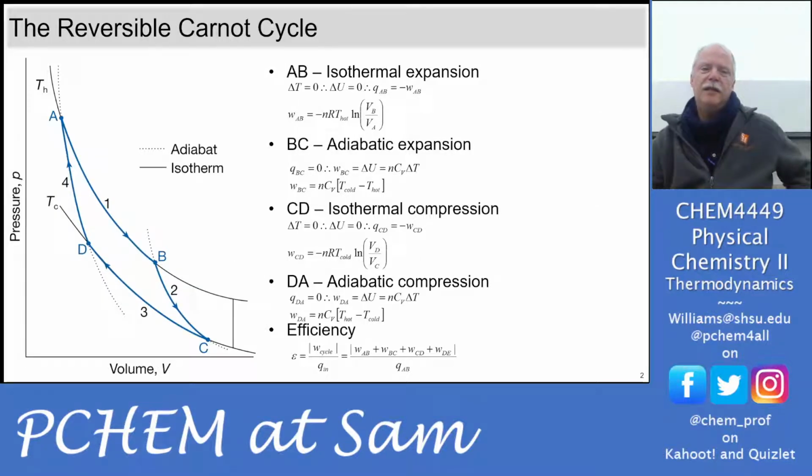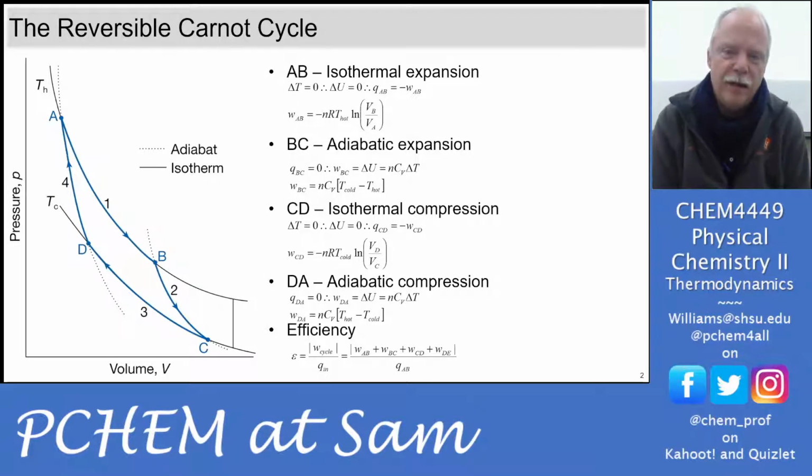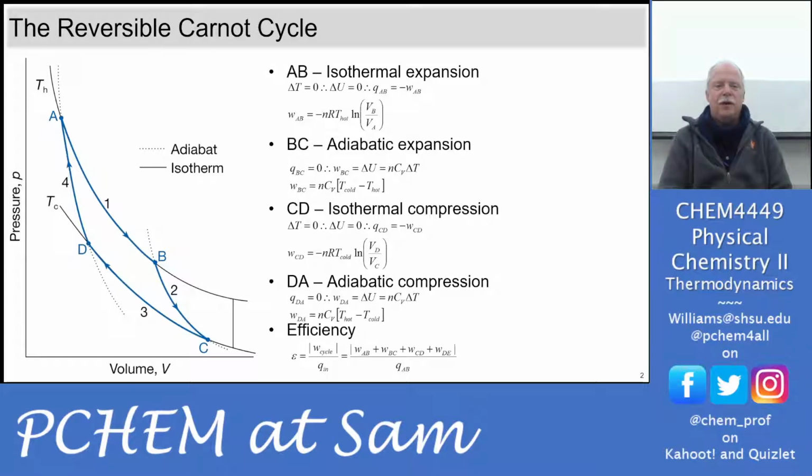So last time we talked about adiabatic expansions, and so now we're going to combine them with isothermal expansions and compressions, and we're going to go through a full cycle. So here's our Carnot cycle. The Carnot cycle is the most efficient cycle where everything's reversible.